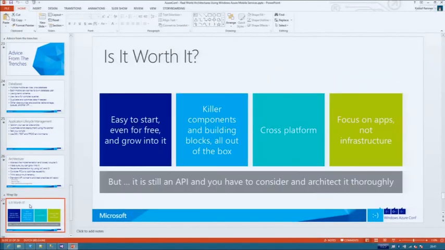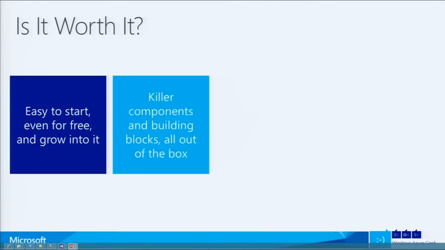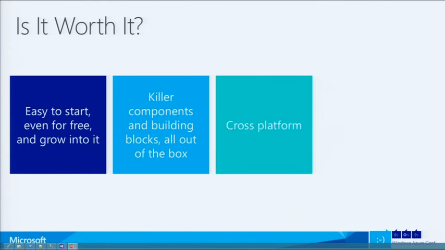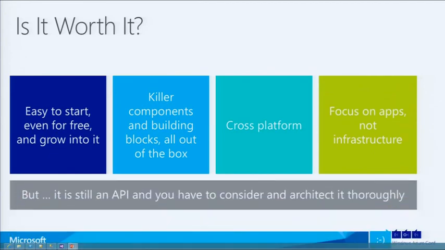So to wrap up things, how I see it is it's pretty easy to start, even for free, and grow into it. So you start with a free mode and you grow your mobile service. You have killer components available and building blocks all out of the box. You have cross-platform support for iOS, Android, Windows 8, Windows Phone. And the benefit is you can focus on apps, but not on infrastructure. But remember, you're still building an API, and you have to consider the architecture thoroughly and still think about the architecture as a whole.